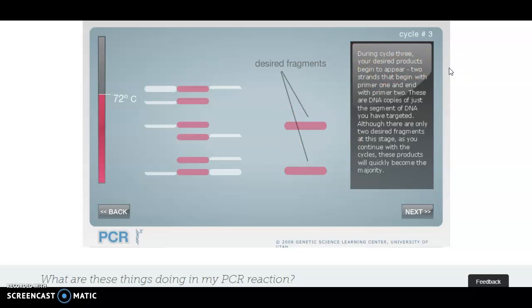2 strands that begin with primer 1 and end with primer 2. These are DNA copies of just the segment of DNA that you targeted. So that's just the sequence we wanted. Now, although there are only 2 desired fragments right now, you will continue with the cycles. These products will become essentially the majority of the mixture. So we'll go from having maybe 1 possible DNA sequence to hundreds of billions within a matter of hours. That's crazy.